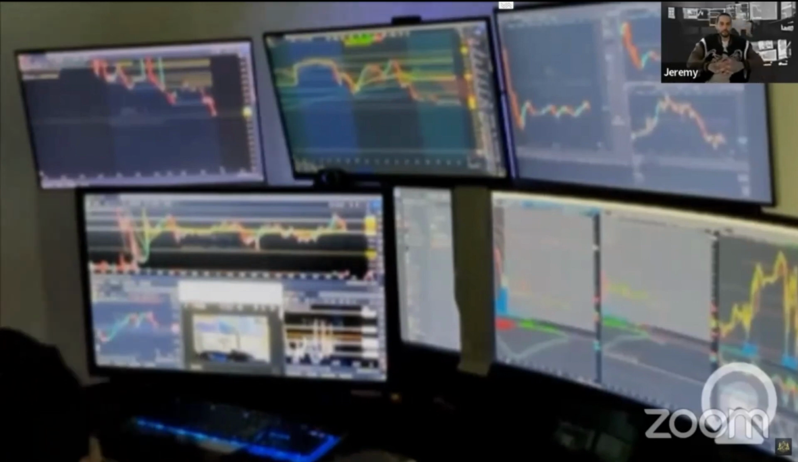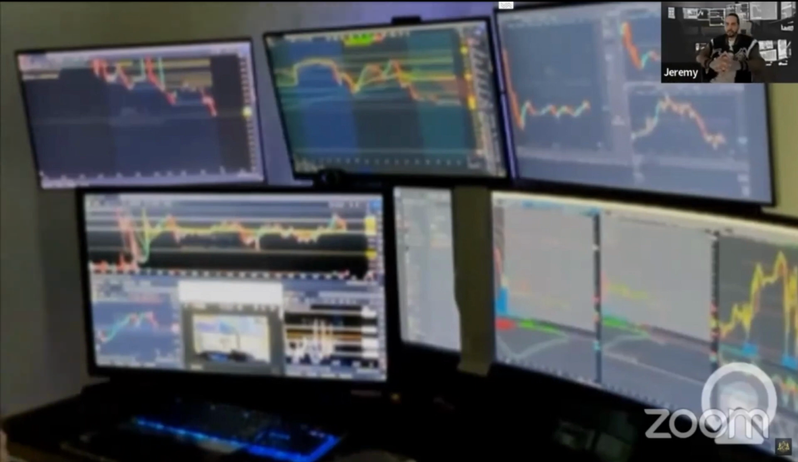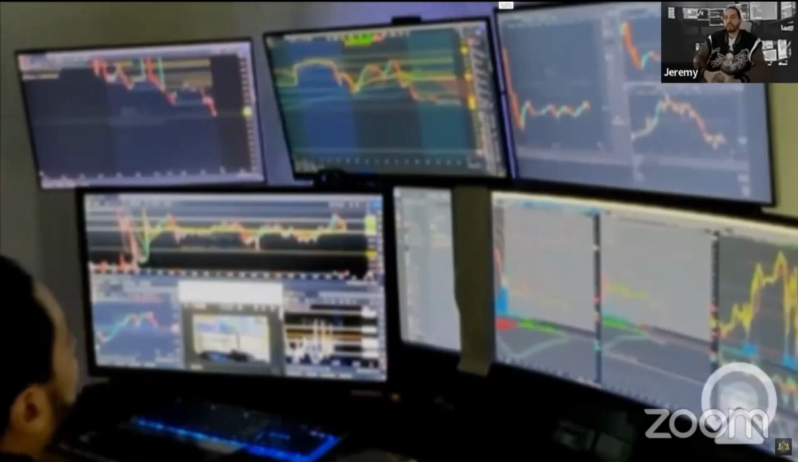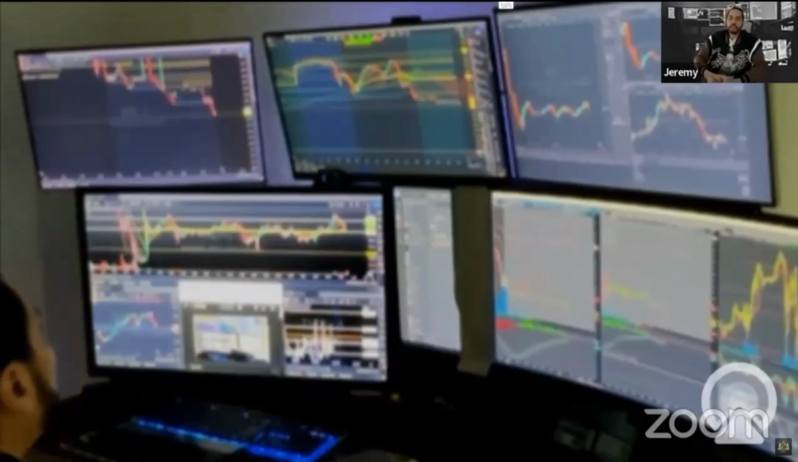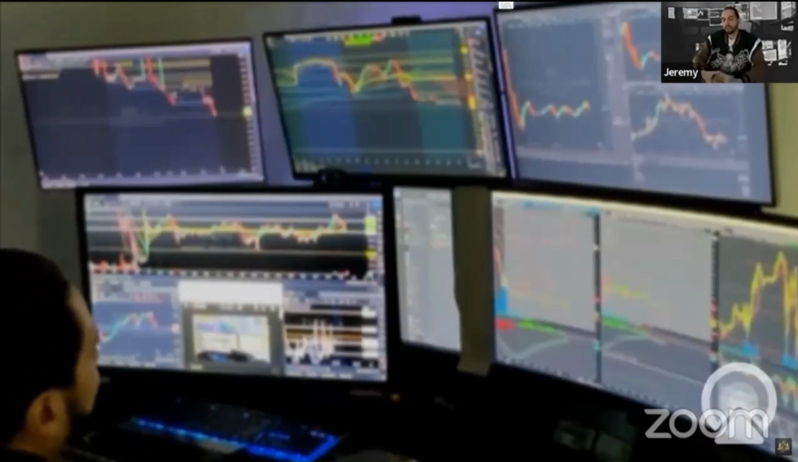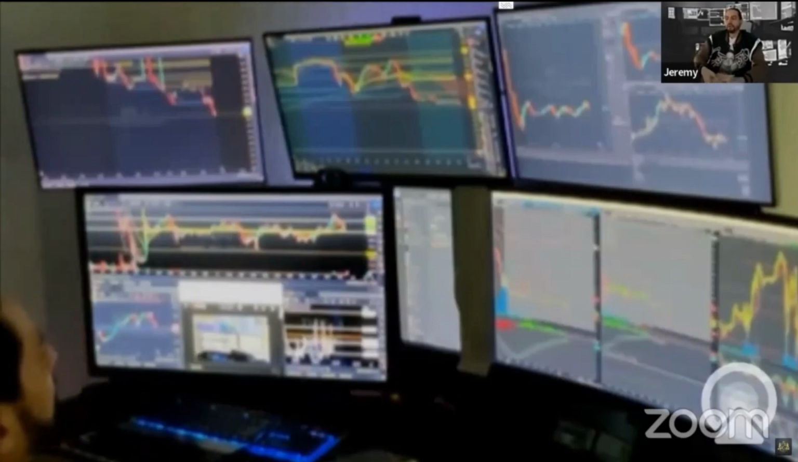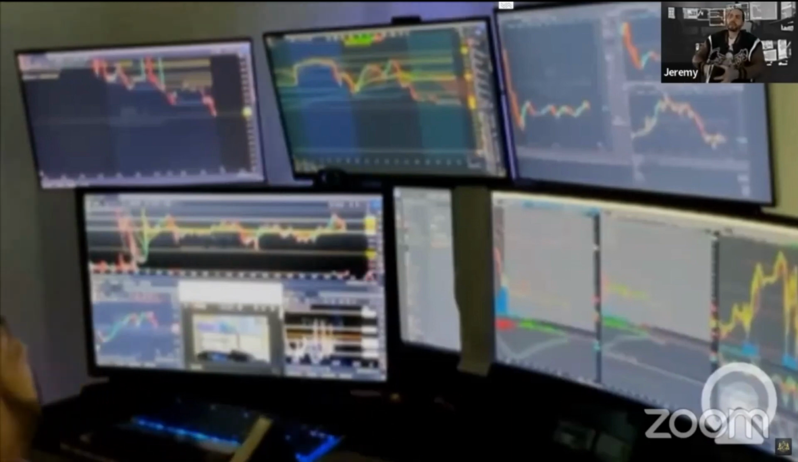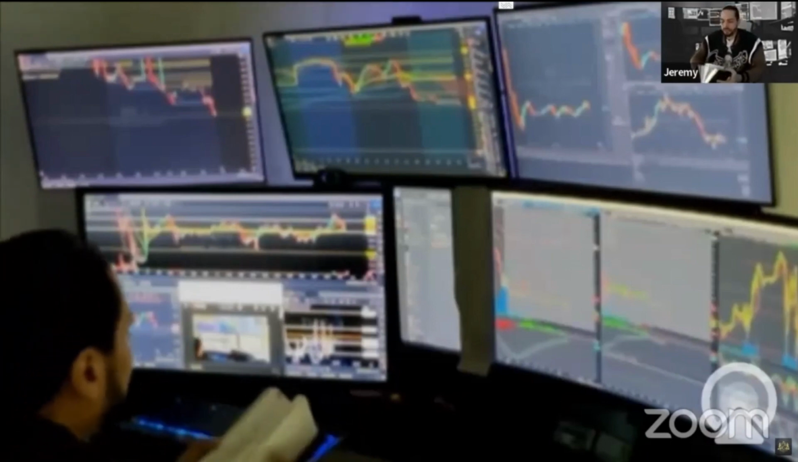Some of the things I want to go over before I start breaking down the charts is indicators. People say a lot of things about indicators. You should not base any of your trades on an indicator, just like you shouldn't base any of your trades off of a level. For me, indicators are just another confluencing factor.